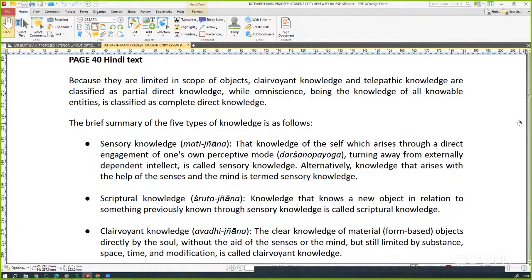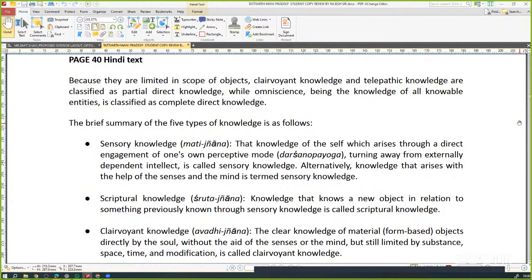Sensory knowledge, mati gyan. That knowledge of the self which arises through a direct engagement of one's own perceptive mode, darshanopayog, turning away from externally dependent intellect, is called sensory knowledge. Alternatively, knowledge that arises with the help of the senses and the mind is termed sensory knowledge. Scriptural knowledge, that is the Shrut Gyan. Knowledge that knows a new object in relation to something previously known through sensory knowledge is called scriptural knowledge.